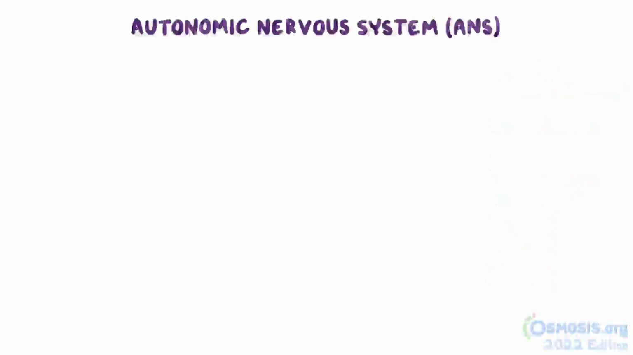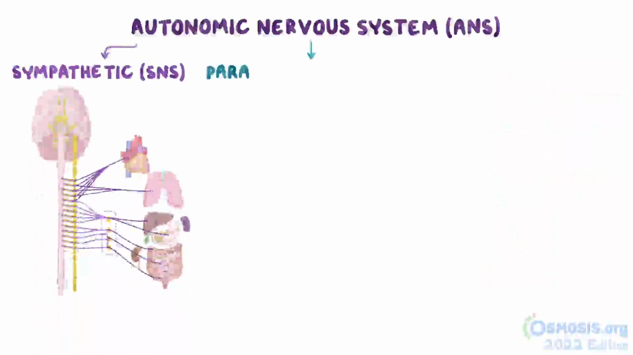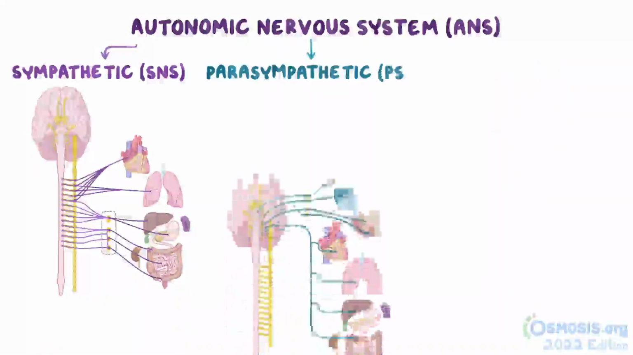The ANS has two major subdivisions, the sympathetic nervous system, or SNS, and the parasympathetic nervous system, or PSNS.